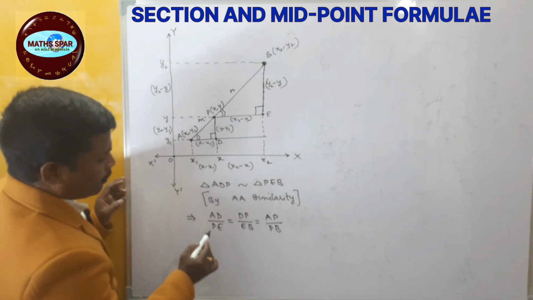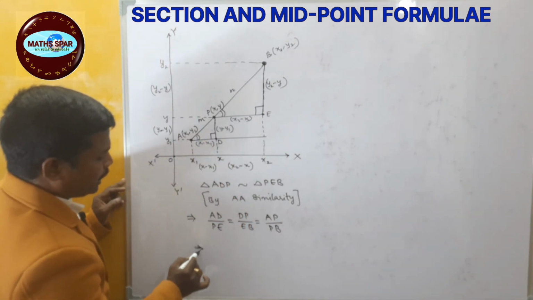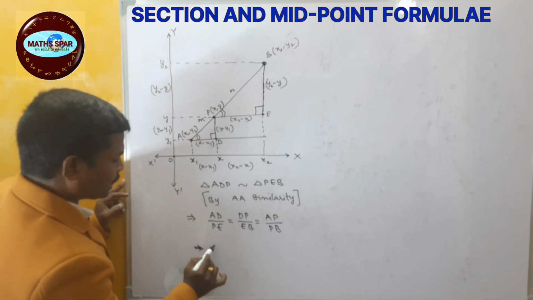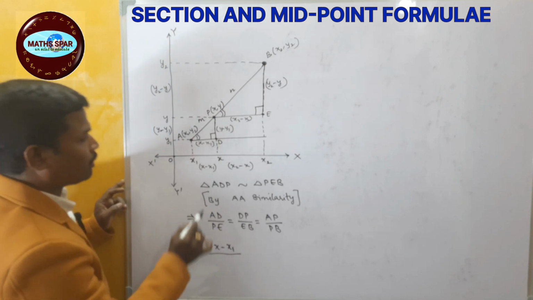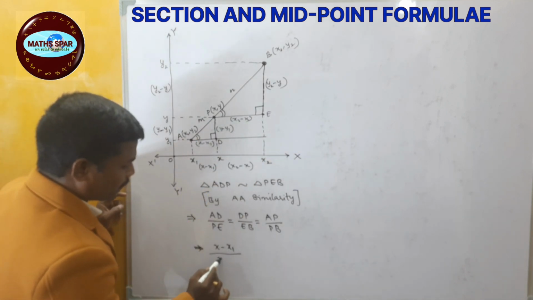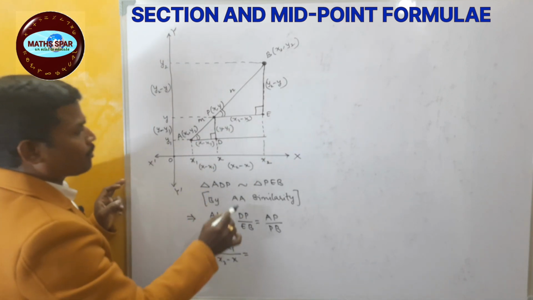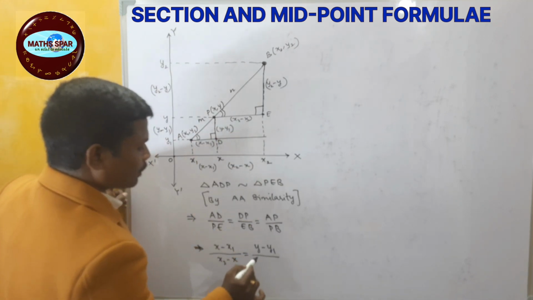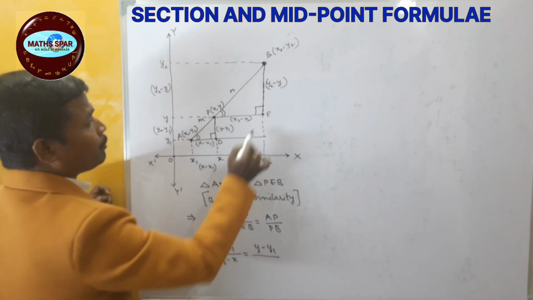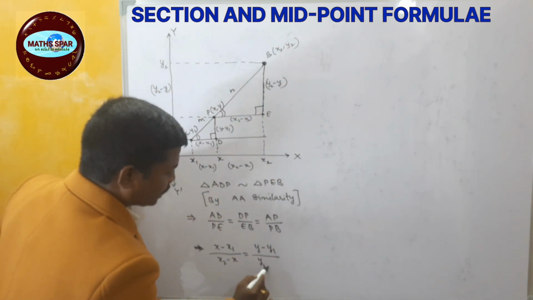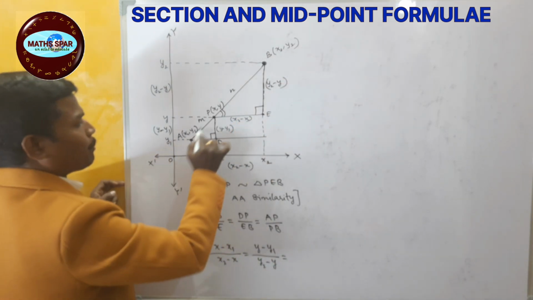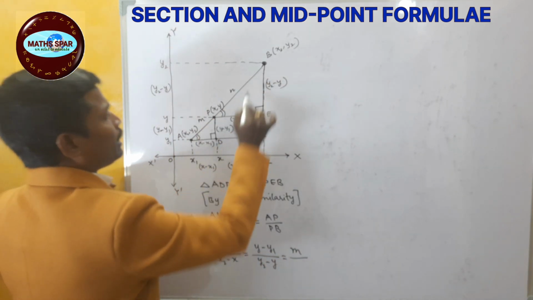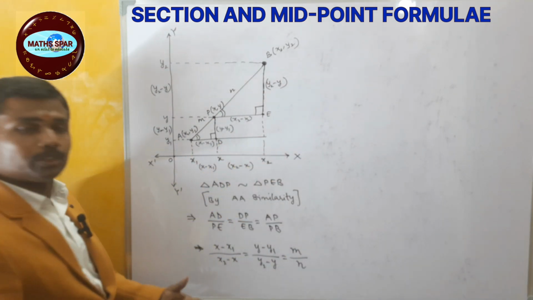Then AD here is x minus x1, so we are substituting it. PE is x2 minus x, we have substituted. DP is y minus y1, we have substituted. EB is y2 minus y, we have substituted. AP is m parts, we have substituted. PB is n parts, we have substituted.